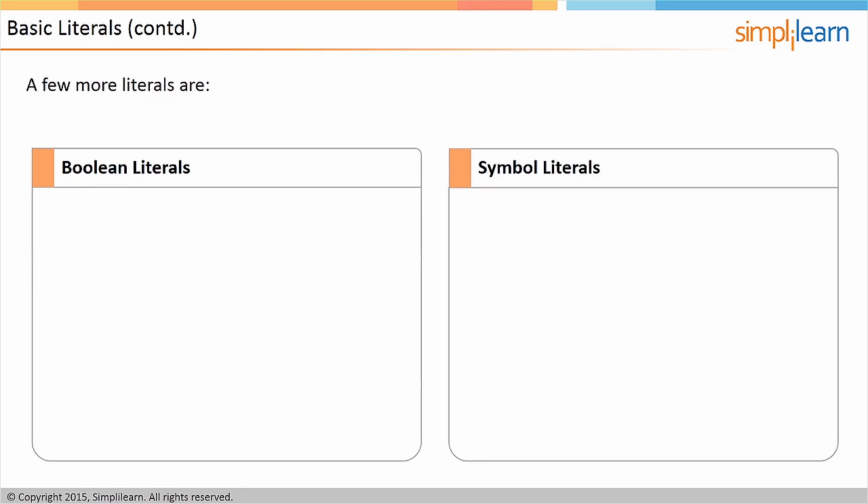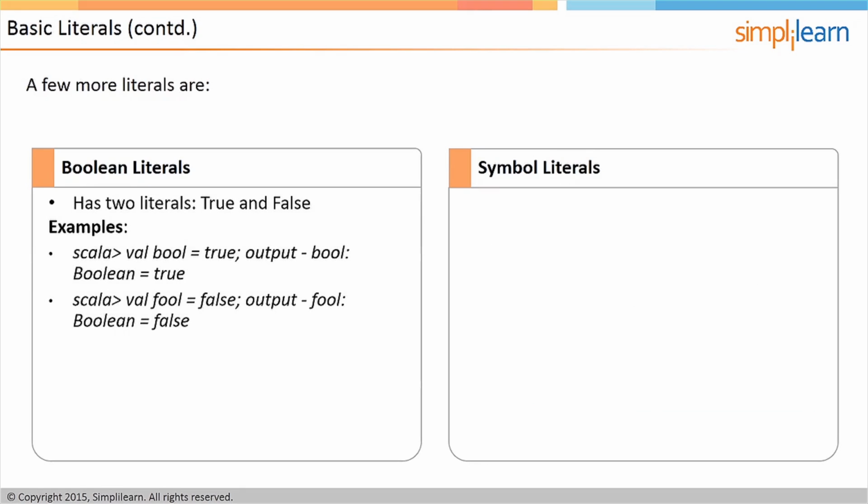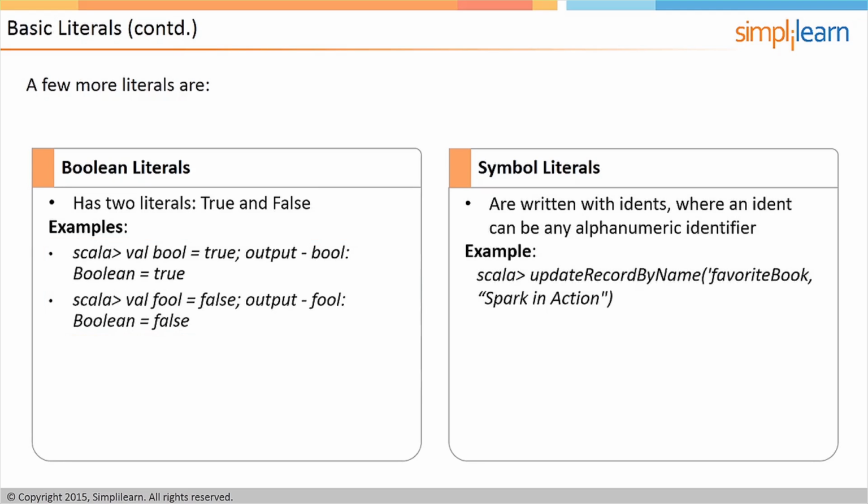Another type of literals is the Boolean type that has literals true and false. A few examples for defining these literals are given on the screen. One more type is symbol literals, which are written with idents. An ident can be any alphanumeric identifier. An example of it is given on the screen.